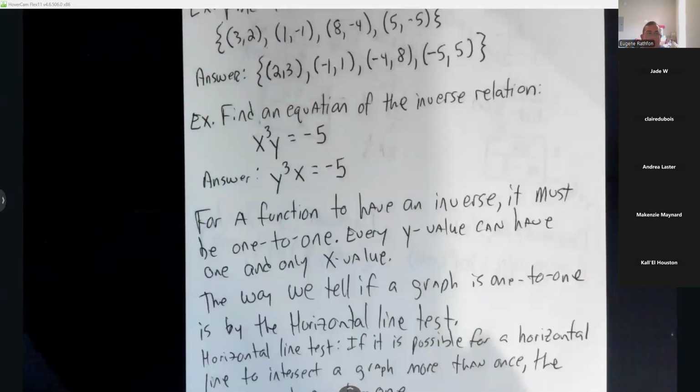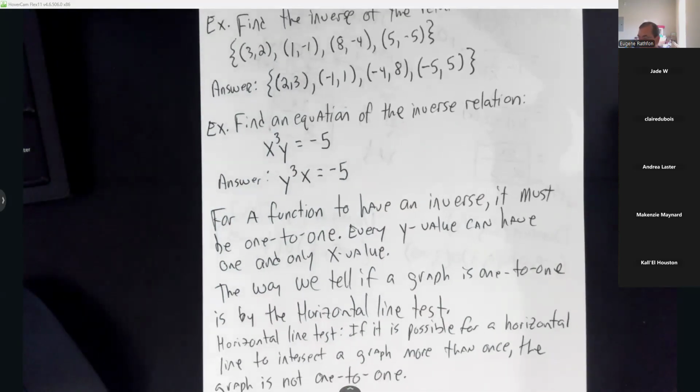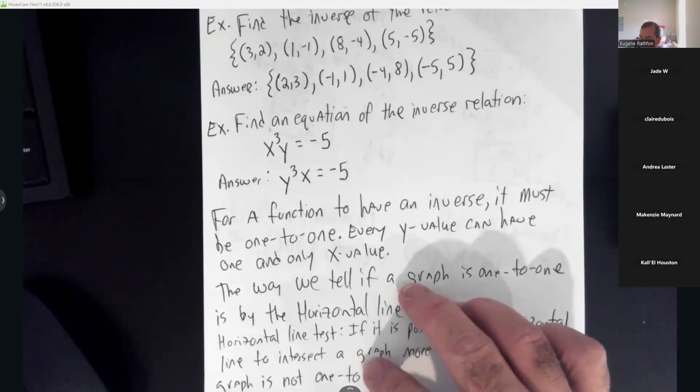Okay, so that's what you're looking at. You're just running that horizontal line across and seeing if it intersects it one or more times, okay?